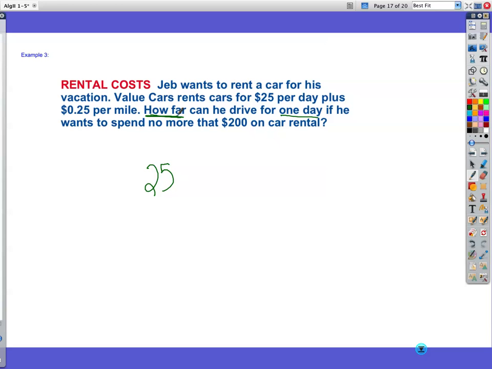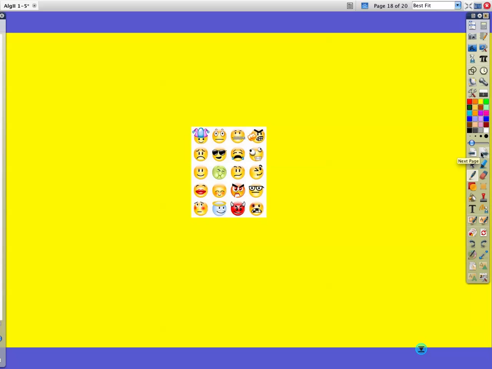So this is your variable, how far you go, and this is going to be in miles, right? I think I'll put an M there. $25 a day plus 25 cents per mile. So you're going to pay 25 cents for every mile that you go, but you don't know how many miles because that's your variable. And Jeb has $200, and he can spend no more. So you're going to have less than or equal to $200 because he can spend exactly $200 or he can spend $100. Just has to be less than or equal to that. I'm going to let you finish that one too. And that's the end of that.